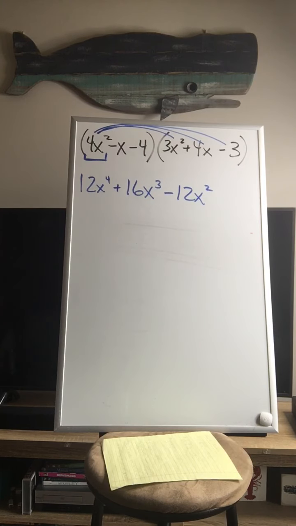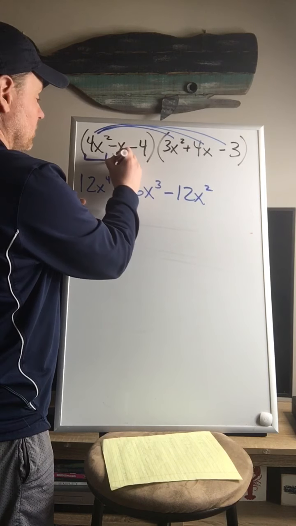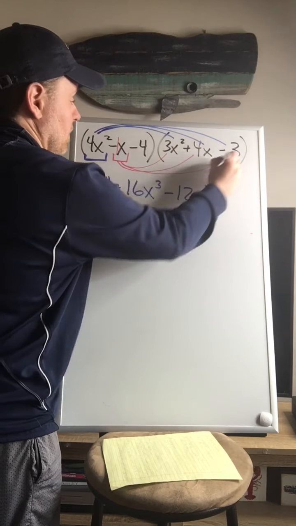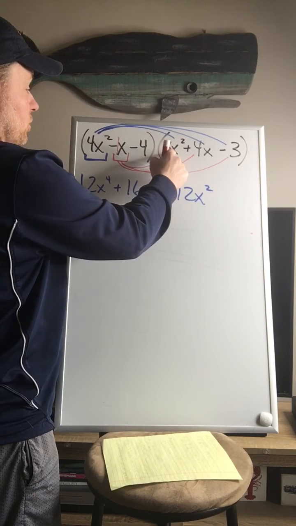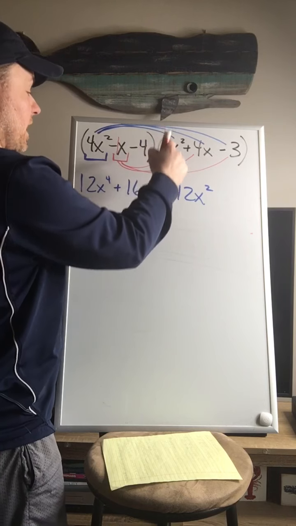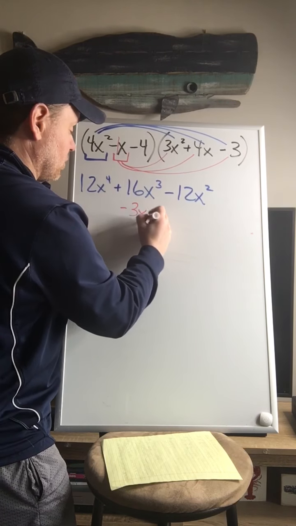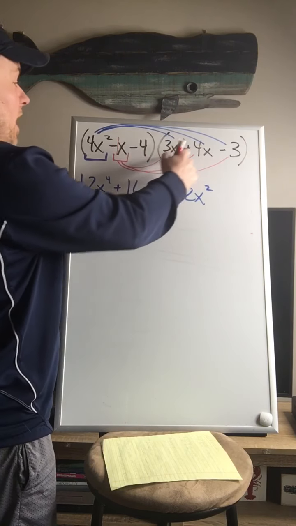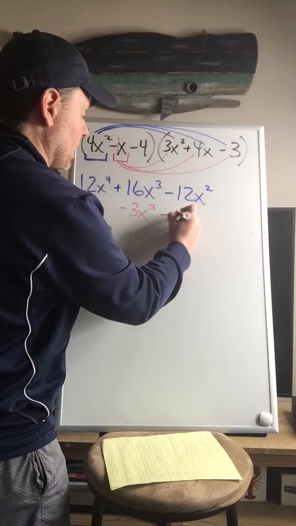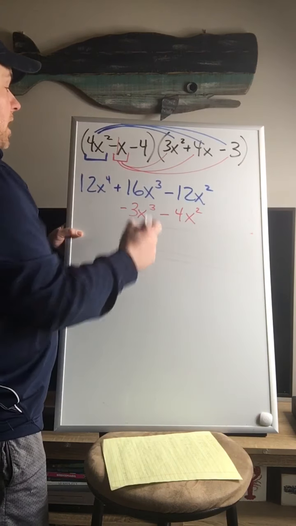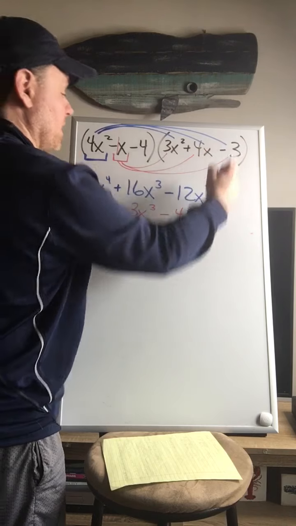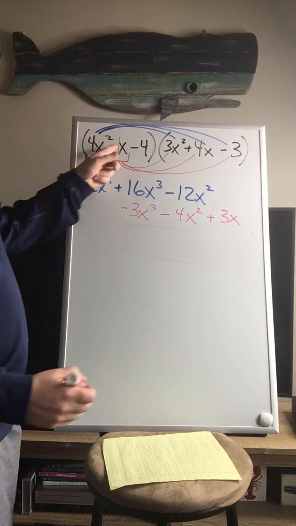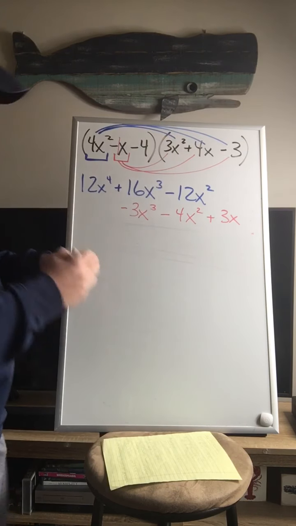Now we're going to move along and we're going to distribute the minus x. Minus 1x, remember, gets distributed. So minus 1x times 3x squared, that'll be minus 3x cubed. I'm going to put it right underneath here, minus 3x cubed. Right? And then minus 1x times 4x, that'll be minus 4x squared. And then minus 1x times minus 3, that's positive 3x. Remember, when it's a minus you're distributing, all the signs are going to be opposite.